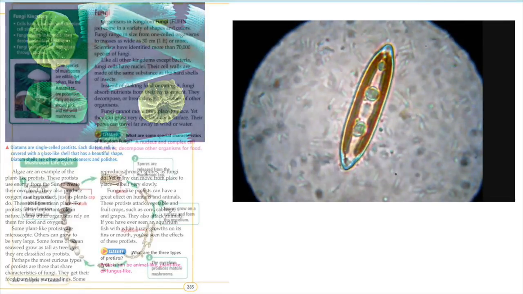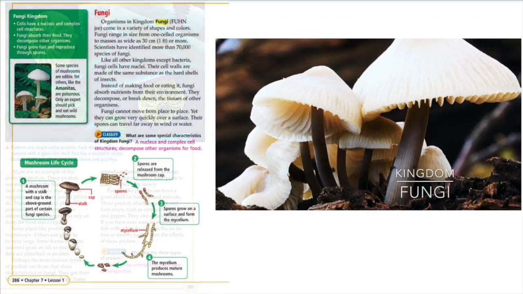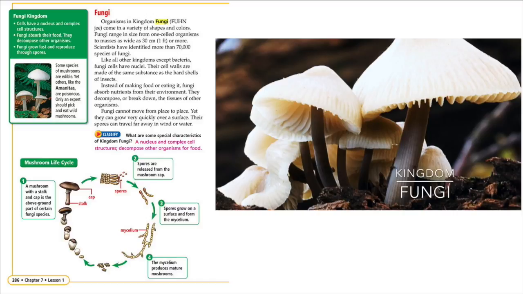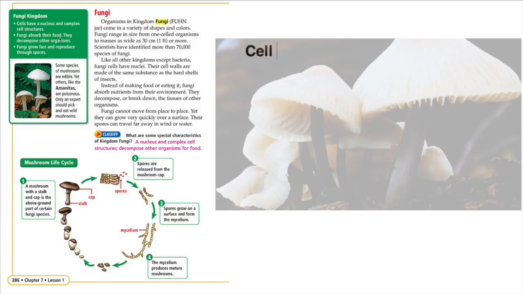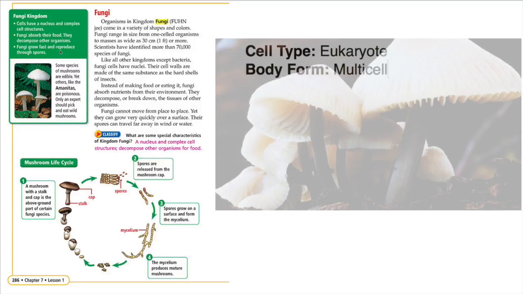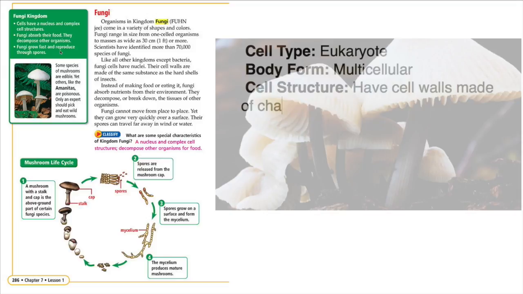Our next kingdom we're going to talk about is the Fungi Kingdom, or fungus. What's important is the cells have a nucleus and they have complex cell structures. How do they eat? They absorb their food from their surroundings and they decompose it. Fungi grow very fast. You know, in your yard, you wake up one morning and then there's a bunch of fungus on your grass, and you wonder, where did those come from? They weren't there yesterday, because they grow so fast.